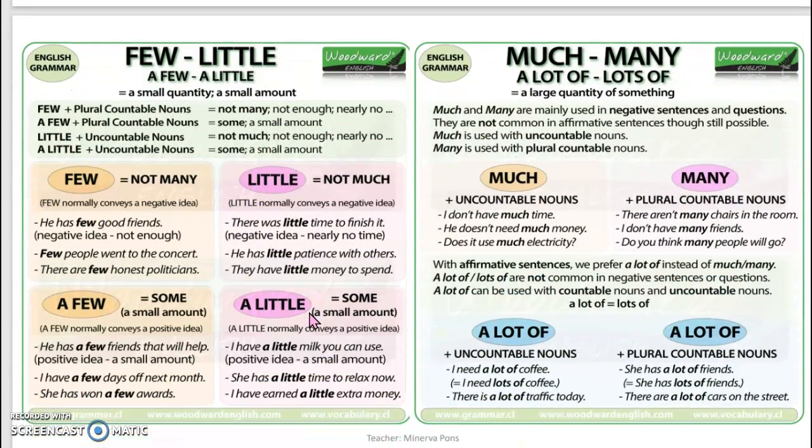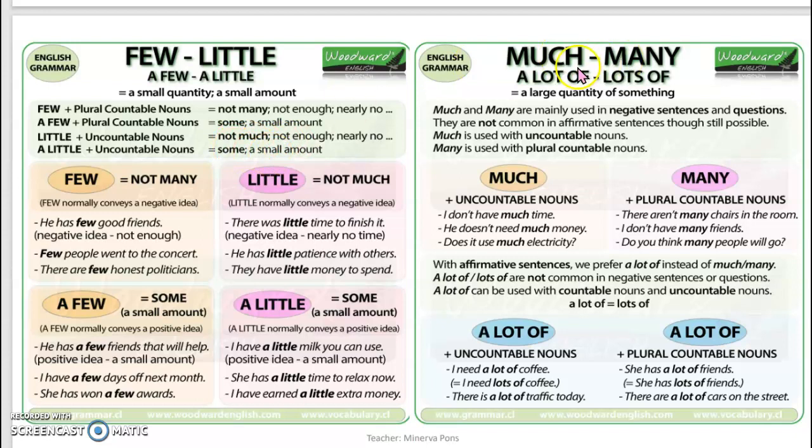So this is what we have. We have few, little. We can use few and a few for countable nouns. And we use little and a little for uncountable nouns. When we say not many, it's because there are not enough. When we say some, it's because there's a small amount of what we are asking. Not much, again, is because it's not enough. And some, a small amount.